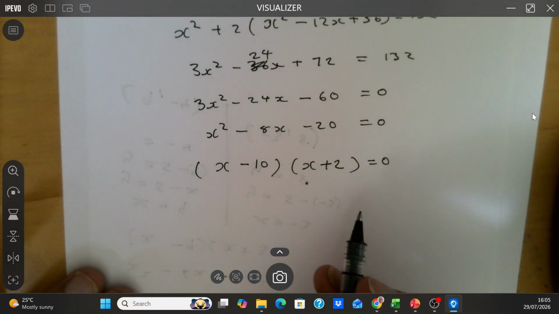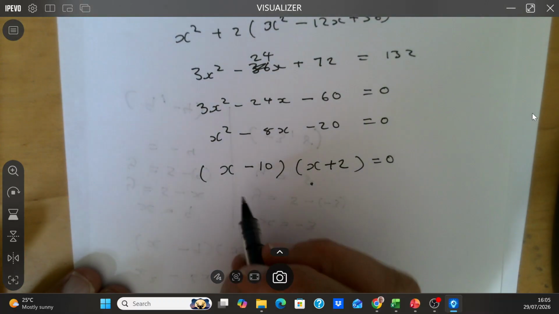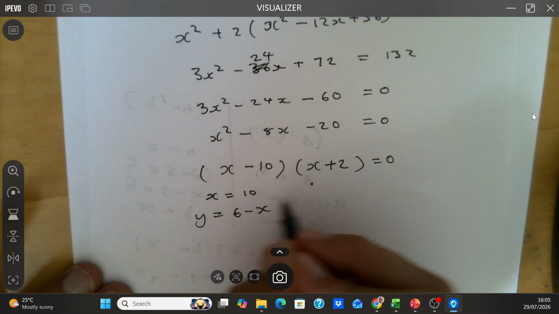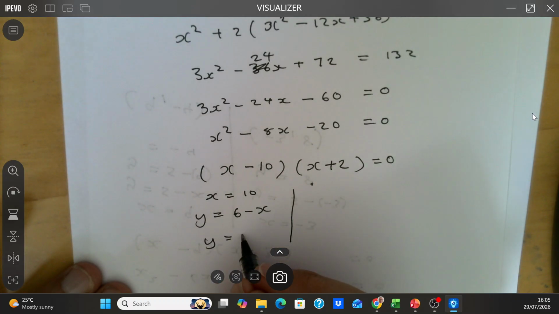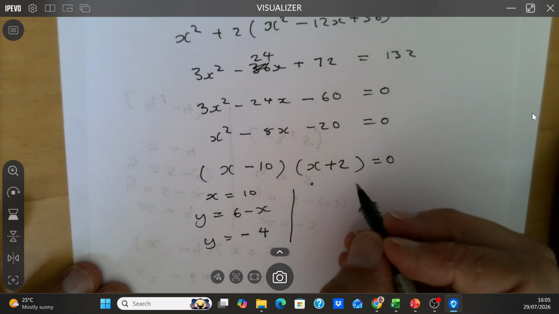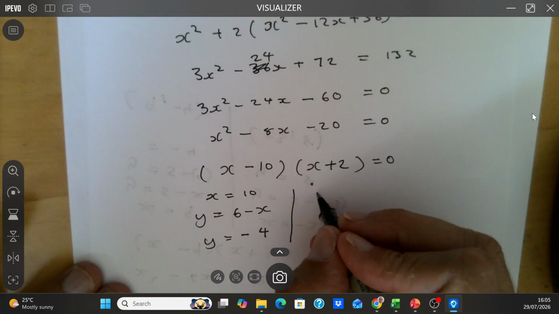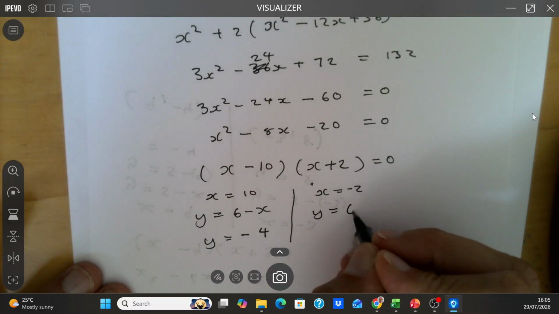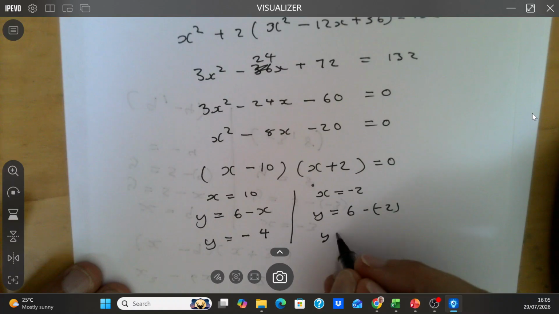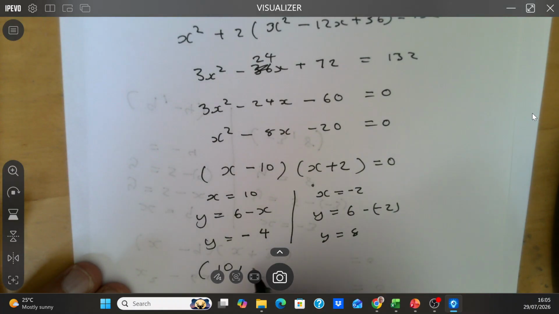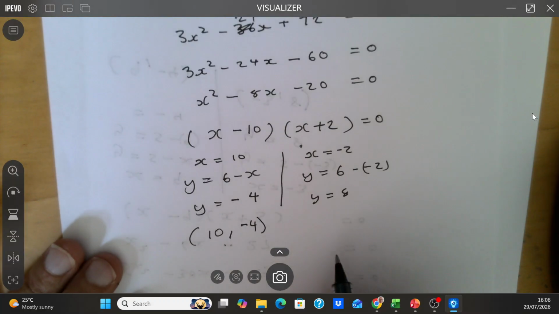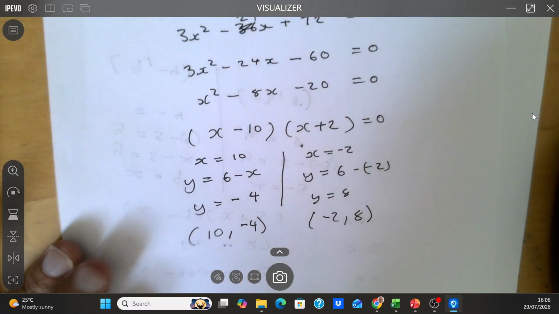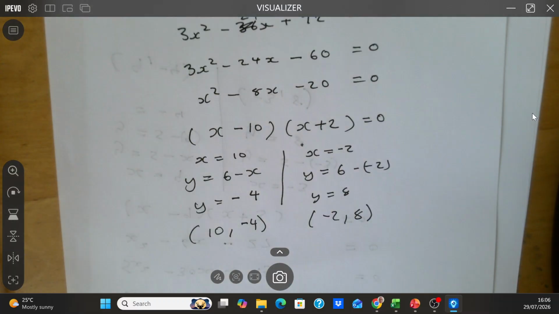How do you find out the y coordinates? What did we say y equaled? So when x equals 10, y equals, using yours, your x equals minus 2. Work out what your y is. Write your coordinate pairs down. Having written down your coordinate pairs, you've answered that.